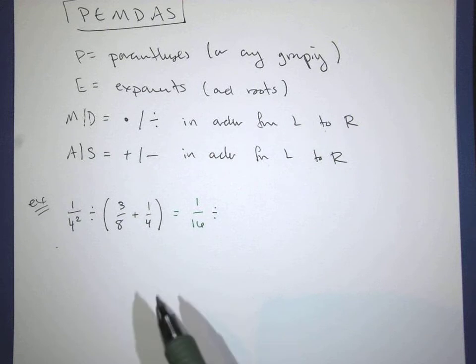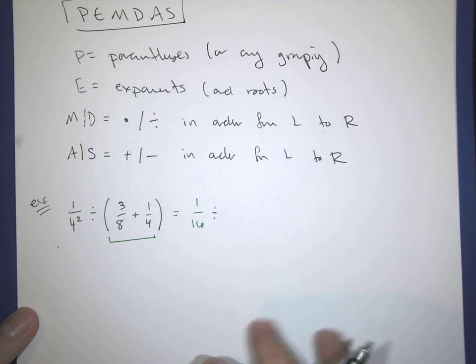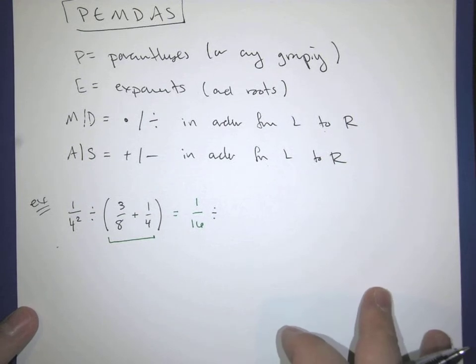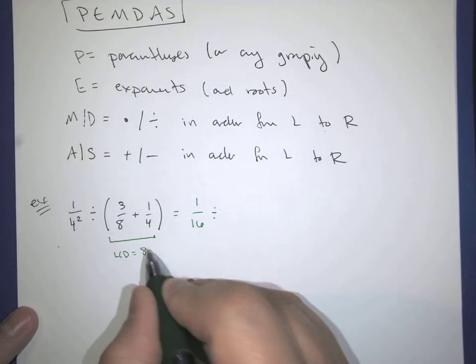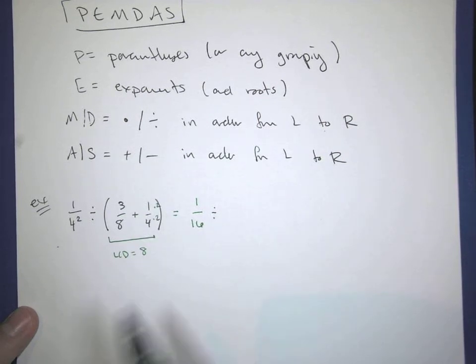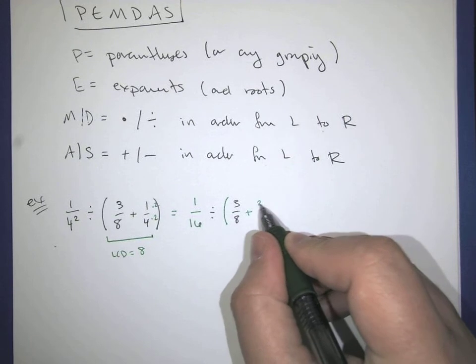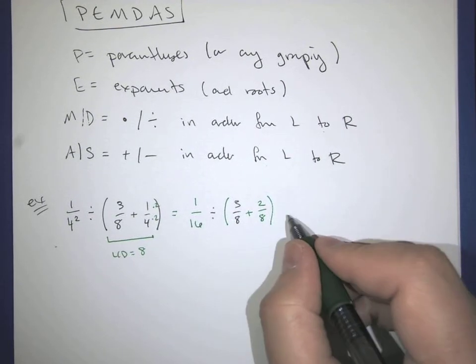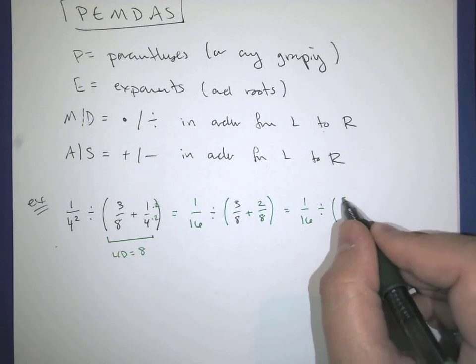The next thing, obviously, P for parentheses. All the stuff in the parentheses is the other first step that we're taking. To deal with that, it's its own little problem. We have to find a common denominator, our LCD here. With 8 and 4, we can just use 8. We can just do 4 times 2 and 1 times 2. So this is going to become 3/8 plus 2/8. Done and done. So that's 1/16, divide by, right, we can just add these guys up. So then that would be 5/8.